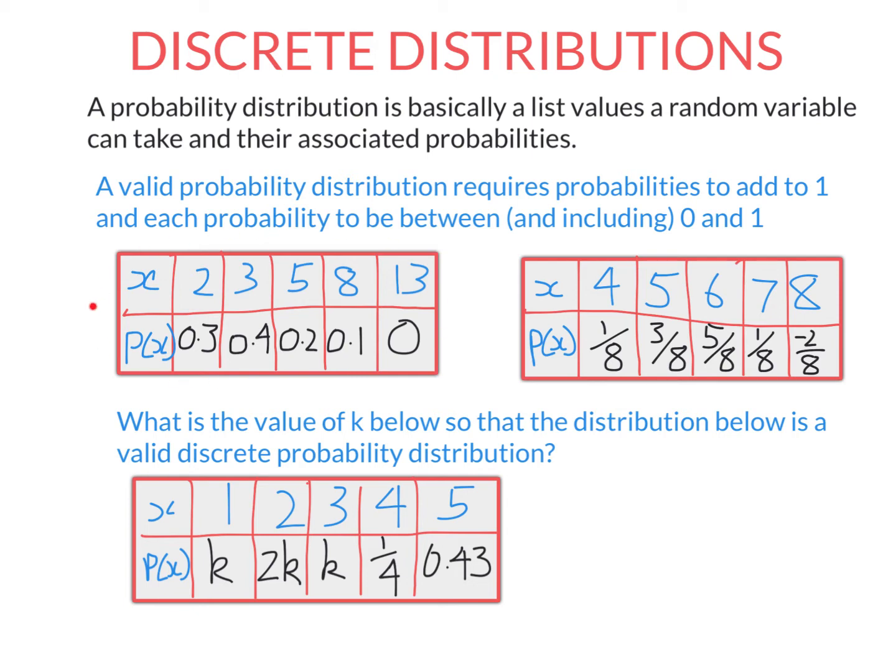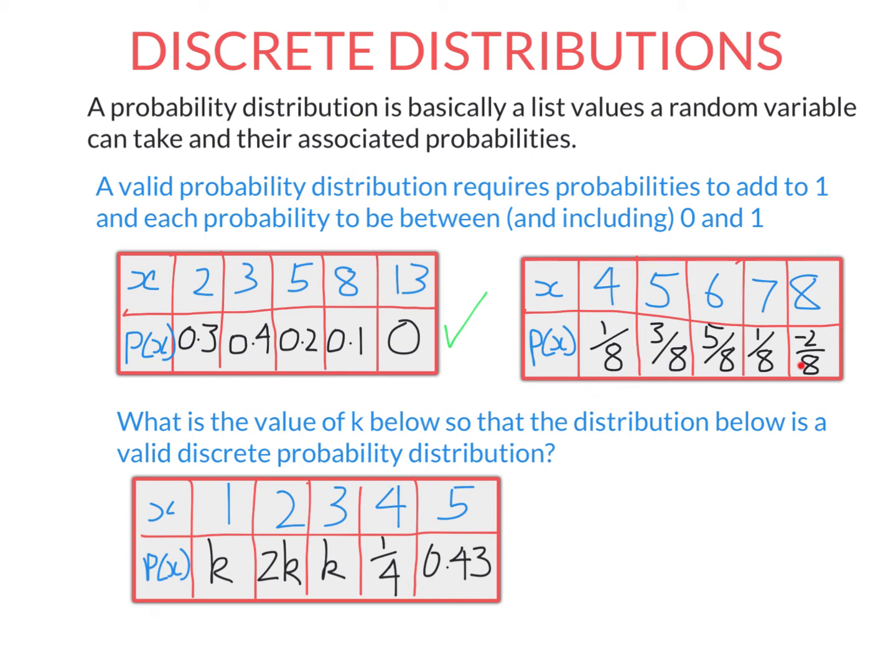So this one here is a valid probability distribution. That's because each of the probabilities is between and including 0 and 1, and if you add them all up, they add to 1. We normally don't write zeros in this distribution, like there's no point writing 13 here because x can't actually take that value, but I just wanted to put it here to explain that probabilities can be 0 and they can be 1. So this is a valid probability distribution.